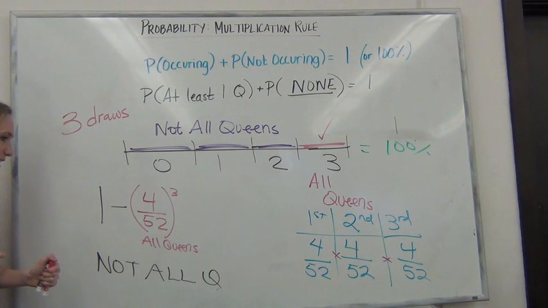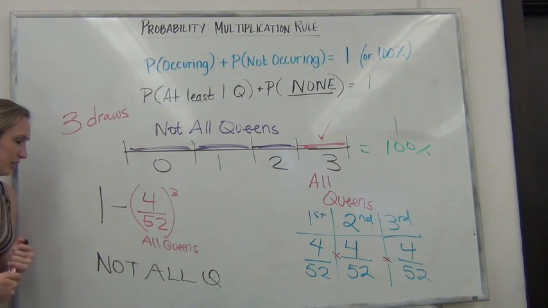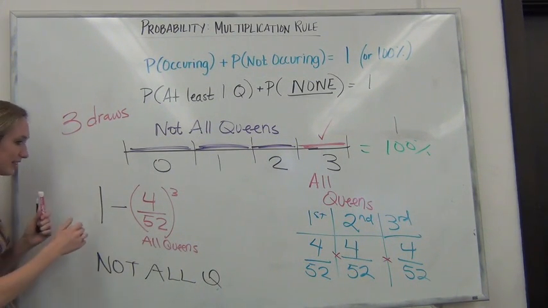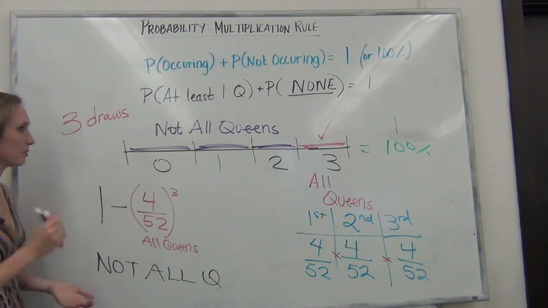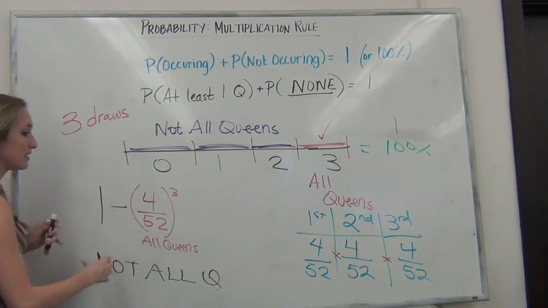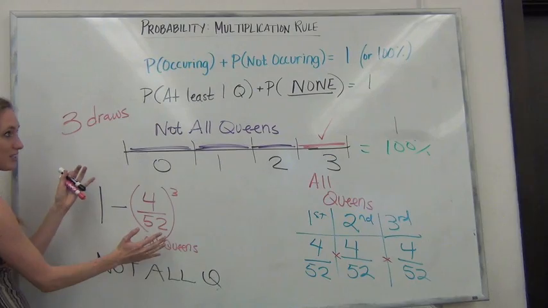Good question. Yeah, we could use the 100% if all those 4 out of 52s were changed to percents by multiplying by 100. Right, exactly. And we're not doing that, because that's going to be another mess. Good question, though. So that's how we do it. There's the answer to our problem.